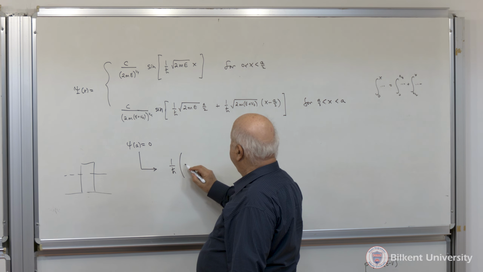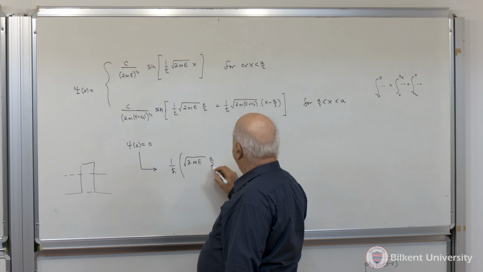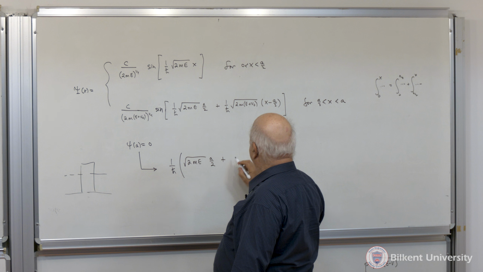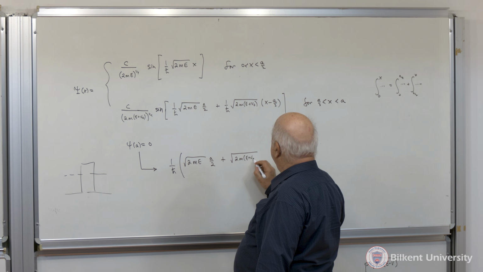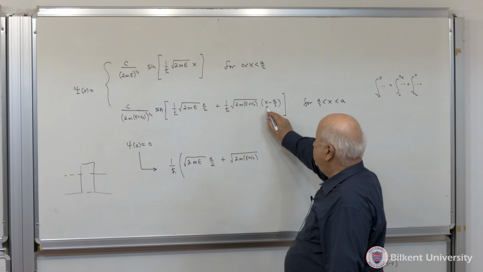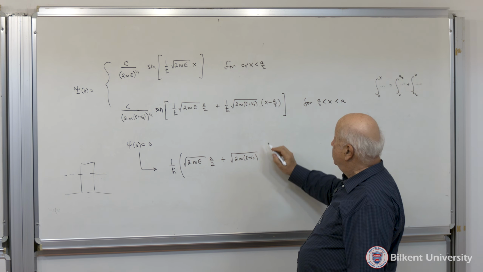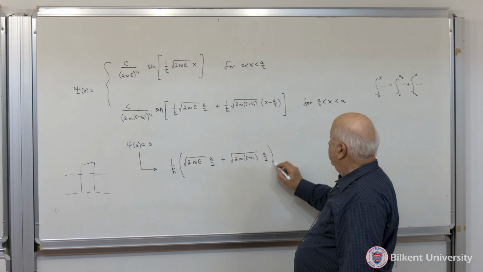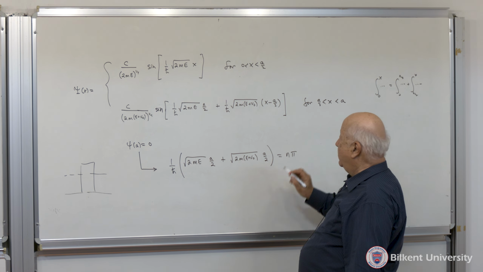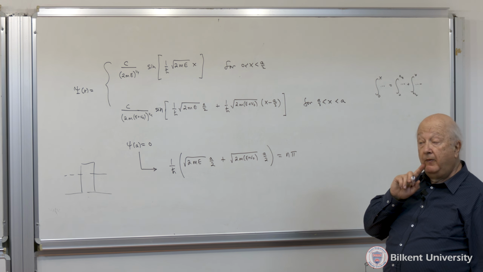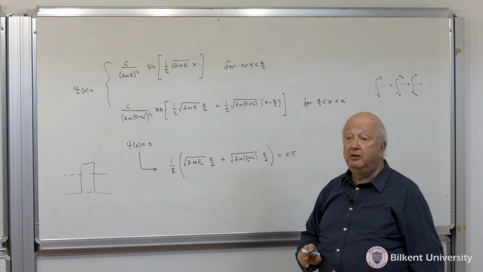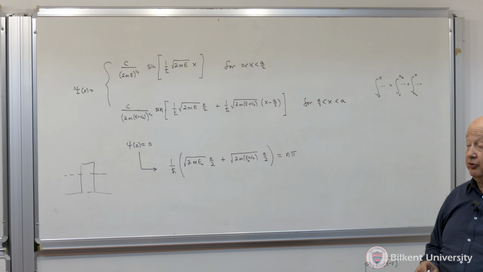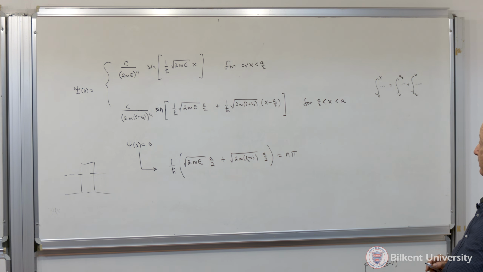Okay, so let's look at all these terms: square root of 2mE times a over 2 plus square root of 2m(E plus V0) times (x minus a over 2), where x is equal to a, so this is now a over 2, must be equal to n pi. So in fact, for each n, I have a certain energy, En. Each solution of that for each n is going to give me n pi.